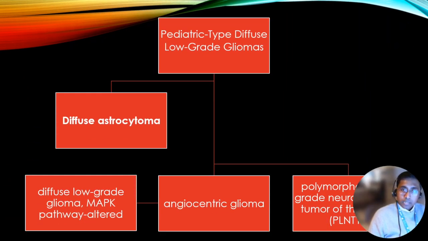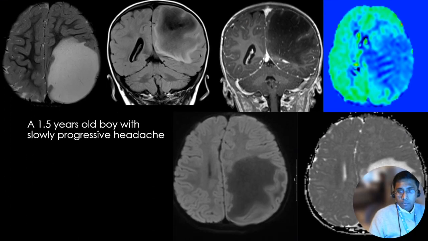Right. Let's move on to the next type, which is the pediatric type diffuse low-grade gliomas. Among the low-grade gliomas, it can be either a diffuse astrocytoma, a diffuse low-grade glioma of the MAPK altered type, an angiocentric glioma, or finally the new entity called PLNTY, a polymorphous low-grade neuroepithelial tumor of the young. So remember, we are not going to see all of them today, just a few, one example.